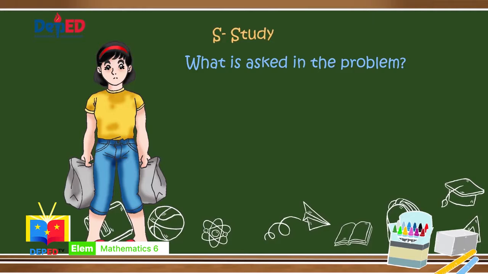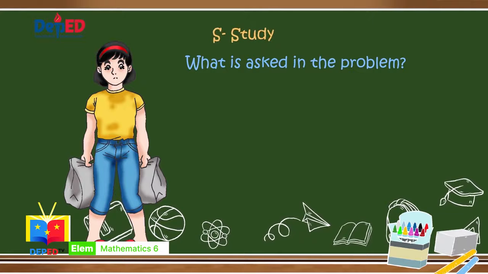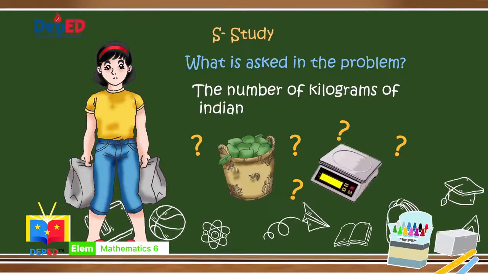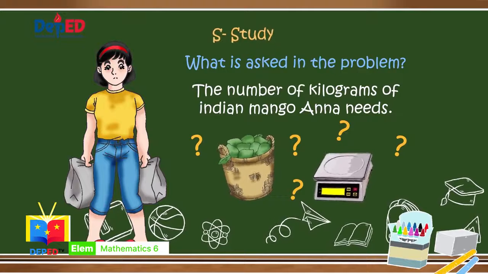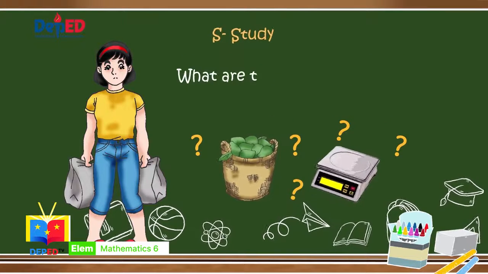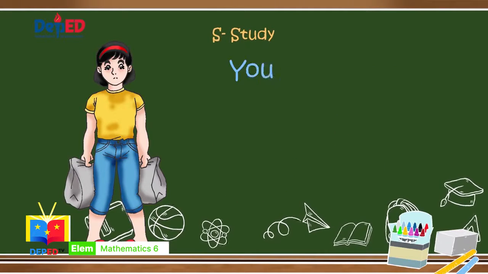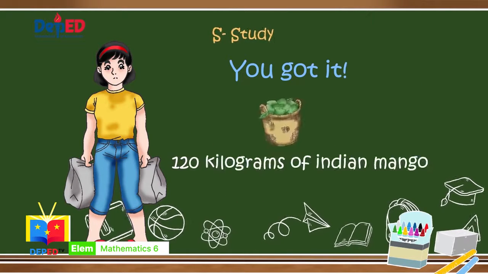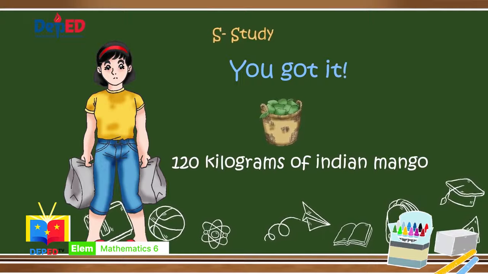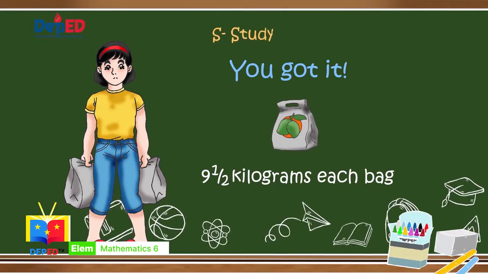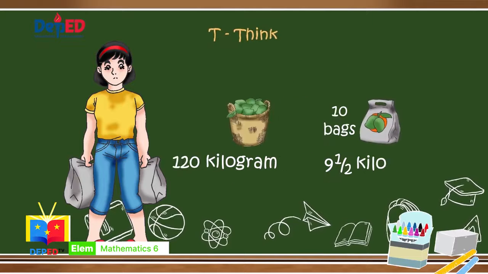These are the guide questions in studying or analyzing the problem. First, what is asked in the problem? You are correct. The number of kilograms of Indian mango Anna needs. Second, what are the given facts or data needed to solve the problem? You got it! 120 kilograms of Indian mango, 10 bags, 9.5 kilograms each bag. Step 2. After analyzing the problem, letter T stands for think of a plan.